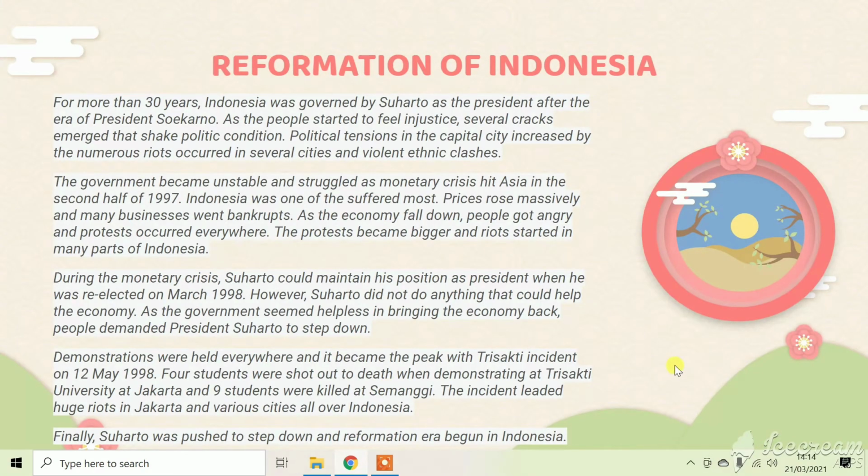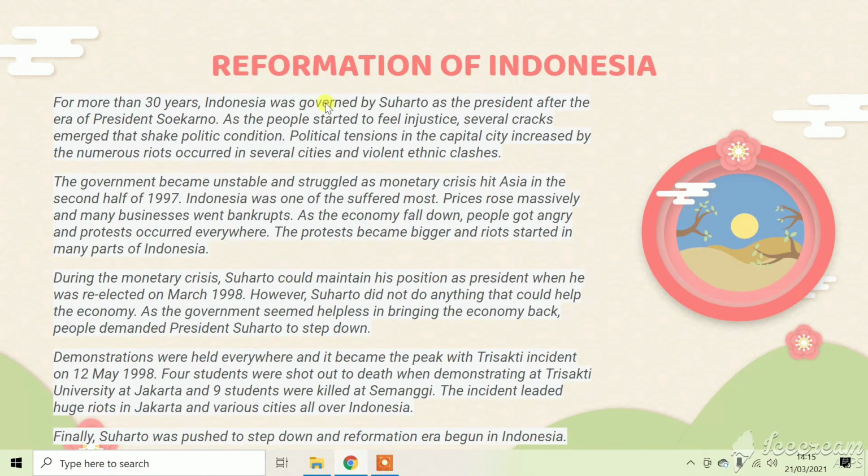And then here is an example of a historical recount text. The title is Reformation of Indonesia. Okay, let's see the text. There are 5 paragraphs in this text, and at the beginning of the text, the writer gives the orientation in the first paragraph. Do you know that in the orientation, the writer gives the background of the event?